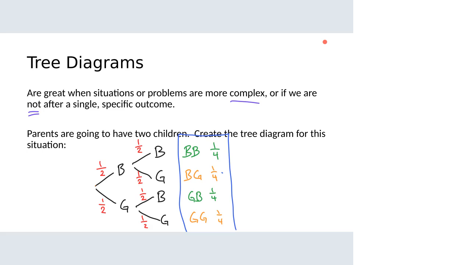At any rate, this is our sample space here in this box, and we have all the probabilities. Now, what this is going to be useful for is answering questions. And here's the type of questions we're going to see.